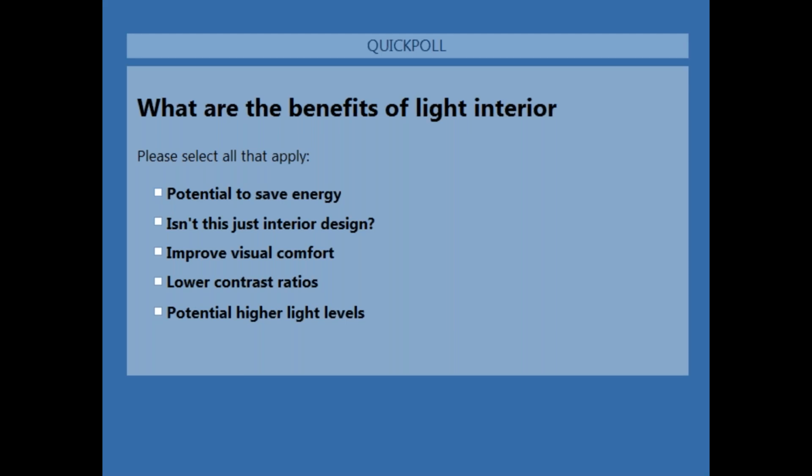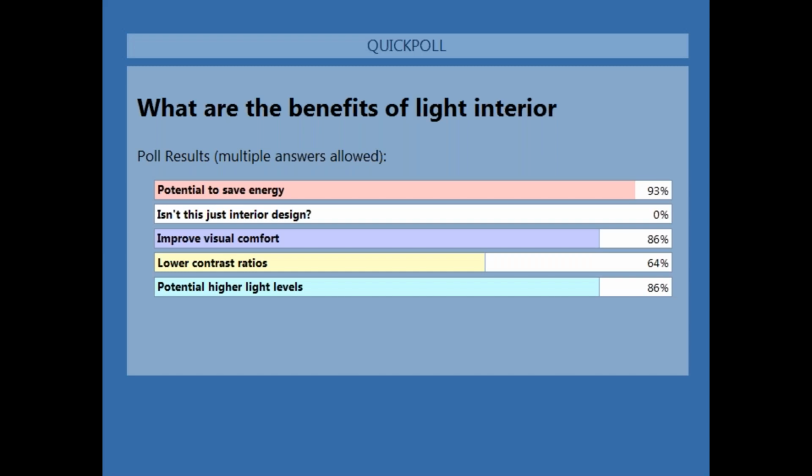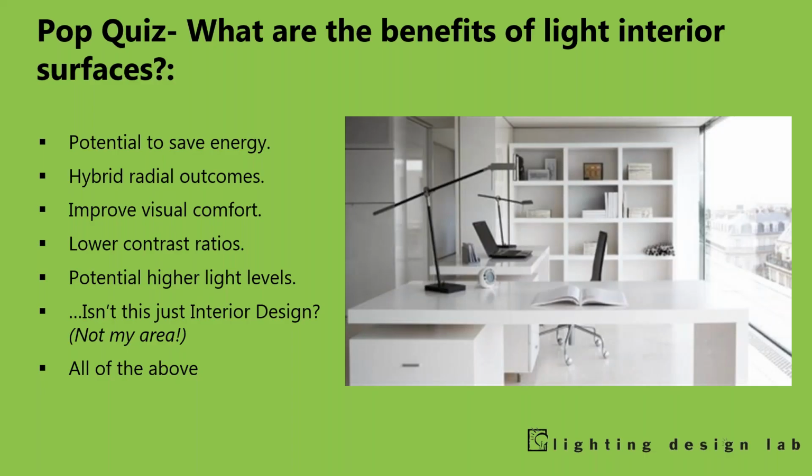All right, so what are the benefits of light interior surfaces? Hey, the majority, 93%, potential to save energy, 86% improve visual comfort, 64% lower contrast ratios, and another 86% potential higher light levels. So pretty solid on those choices. It isn't just interior design. Okay, nobody fell for that one? Nobody. All right, excellent. You all get an A for the day. Right, so check your surfaces.